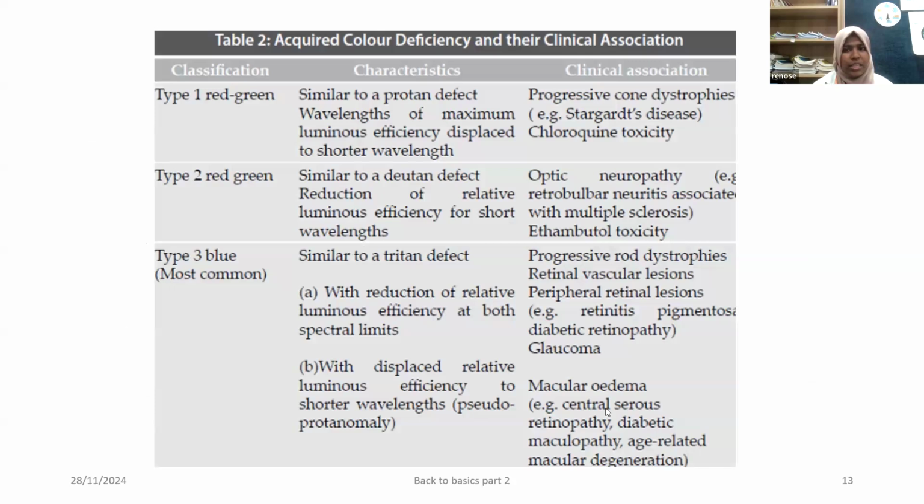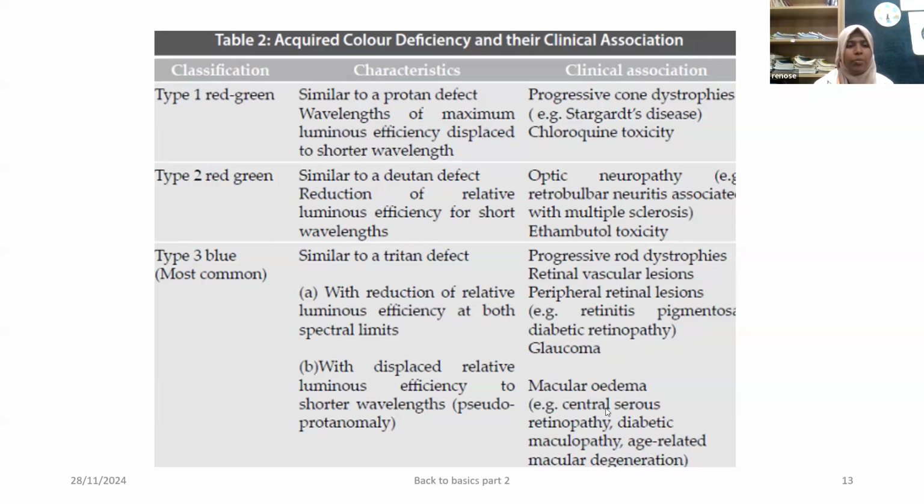Acquired color deficiency and their clinical causes. It is classified into three types. Type 1, red-green, similar to protan defect, wavelength of maximum luminous efficiency displaced to the shorter wavelength. Clinical association: progressive cone dystrophies and chloroquine toxicity. Example, Stargardt disease. Type 2, red-green, similar to the deutan defect, reduction of relative luminous efficiency for short wavelength. Clinical association: optic neuropathy. Example, retrobulbar neuritis associated with multiple sclerosis.